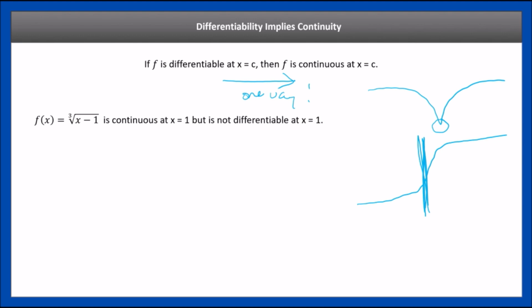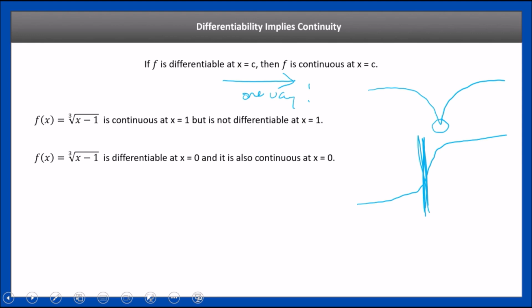I mean, it's infinite, right? So it's a vertical line. So basically the derivative is infinite there. You don't get a specific value. That's what I'm trying to say. Even though it is continuous there, it's differentiable at 0, and it's also continuous at x equals 0.